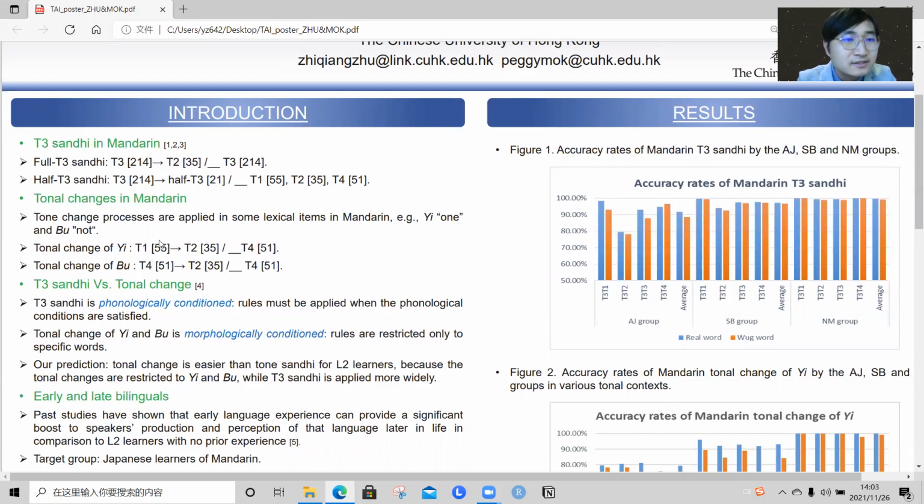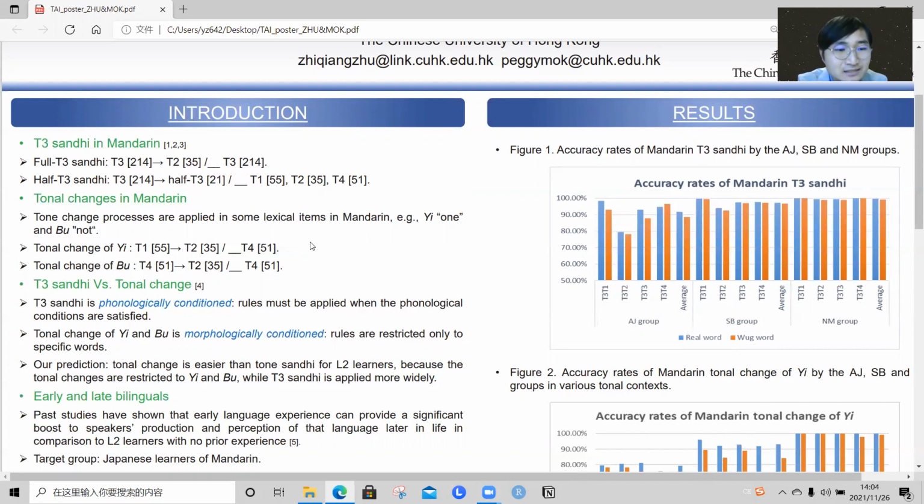Apart from tone 3 sandhi, tone change processes are applied in some lexical items in Mandarin, like yi and bu. Mandarin yi and bu must undergo tonal change from its basic tone into tone 2 when it is followed by tone 4. Tone 3 sandhi and tonal change are essentially different. Tone 3 sandhi is phonologically conditioned, and tonal change of yi and bu is morphologically conditioned.